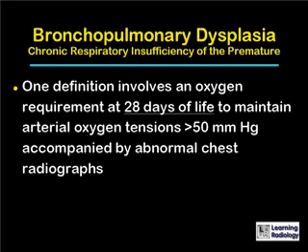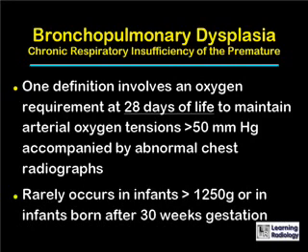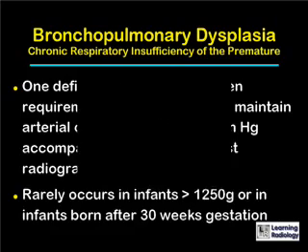One definition involves an oxygen requirement at 28 days of life to maintain an arterial oxygen tension greater than 50 millimeters of mercury, accompanied by abnormal chest radiographs. Bronchopulmonary dysplasia rarely occurs in infants under 1,250 grams or in infants born after 30 weeks of gestation.